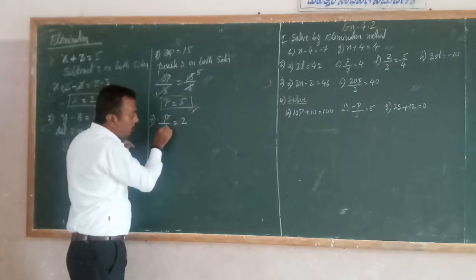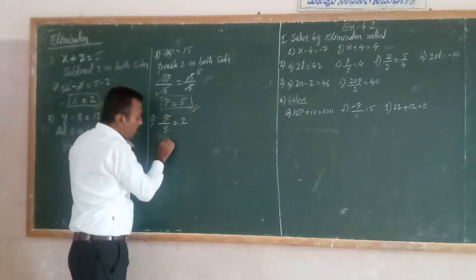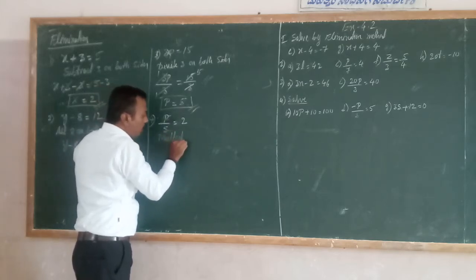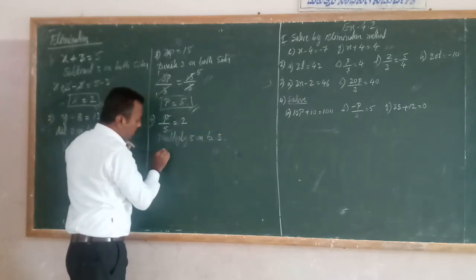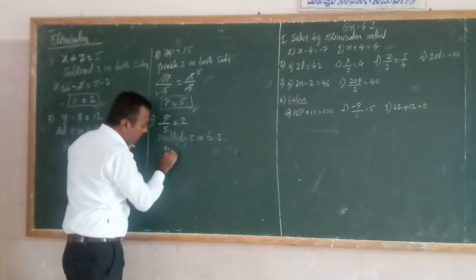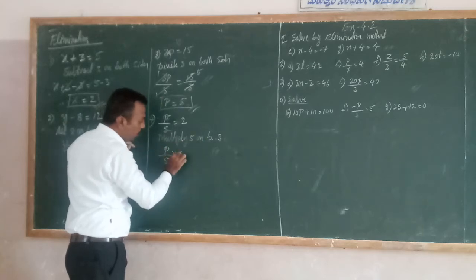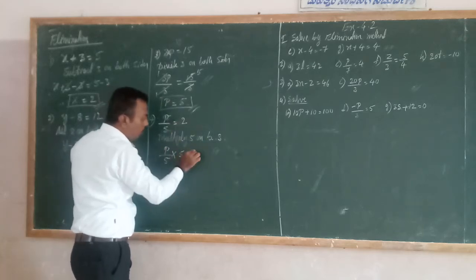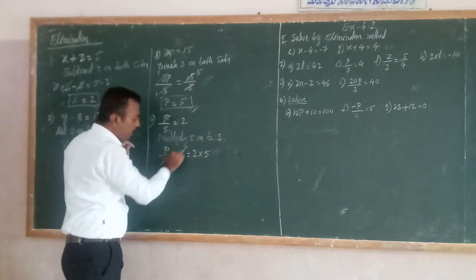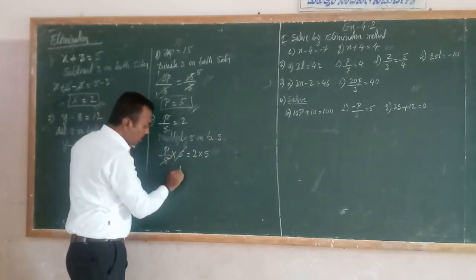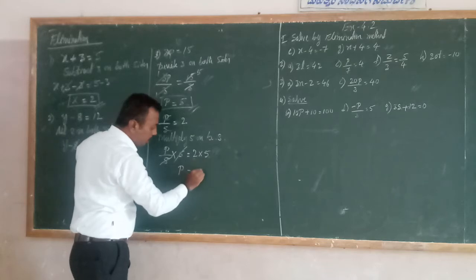Which number you have to multiply? 5. So multiply 5 on both sides. Okay. P by 5 into what we have to multiply? 5. It is equal to 2 into, we have to multiply by 5 also. So now 5 gets cancelled, students. So what is the remaining here? P. P is equal to 2 fives are 10. The value of P is 10.